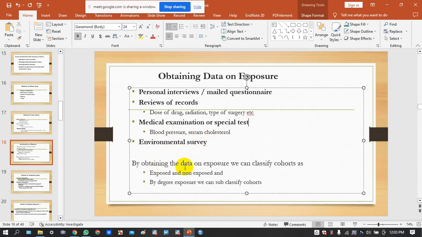Environmental survey. By obtaining data on exposure, we can classify cohorts as exposed and non-exposed. By degree of exposure, we can sub-classify cohorts.